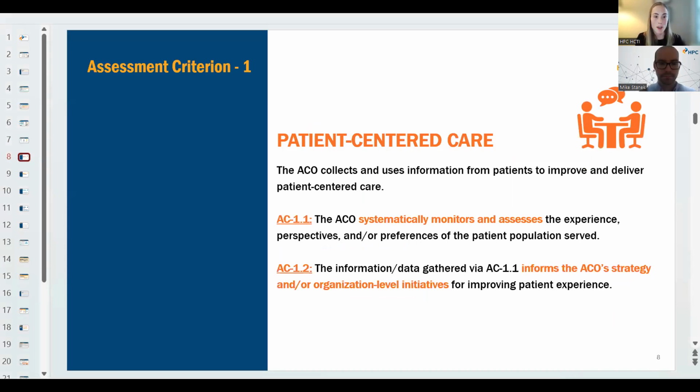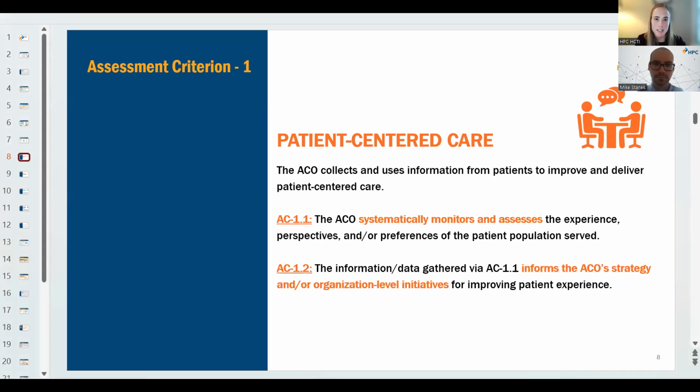So with that, now that we've reviewed the types of documentation that applicants can provide, I'll walk us through each of the assessment criteria in the application. Beginning with the first assessment criterion here, our patient-centered care standard. What we're really looking for in this standard is to better understand how ACOs are collecting and using information from patients to deliver and improve upon patient care.